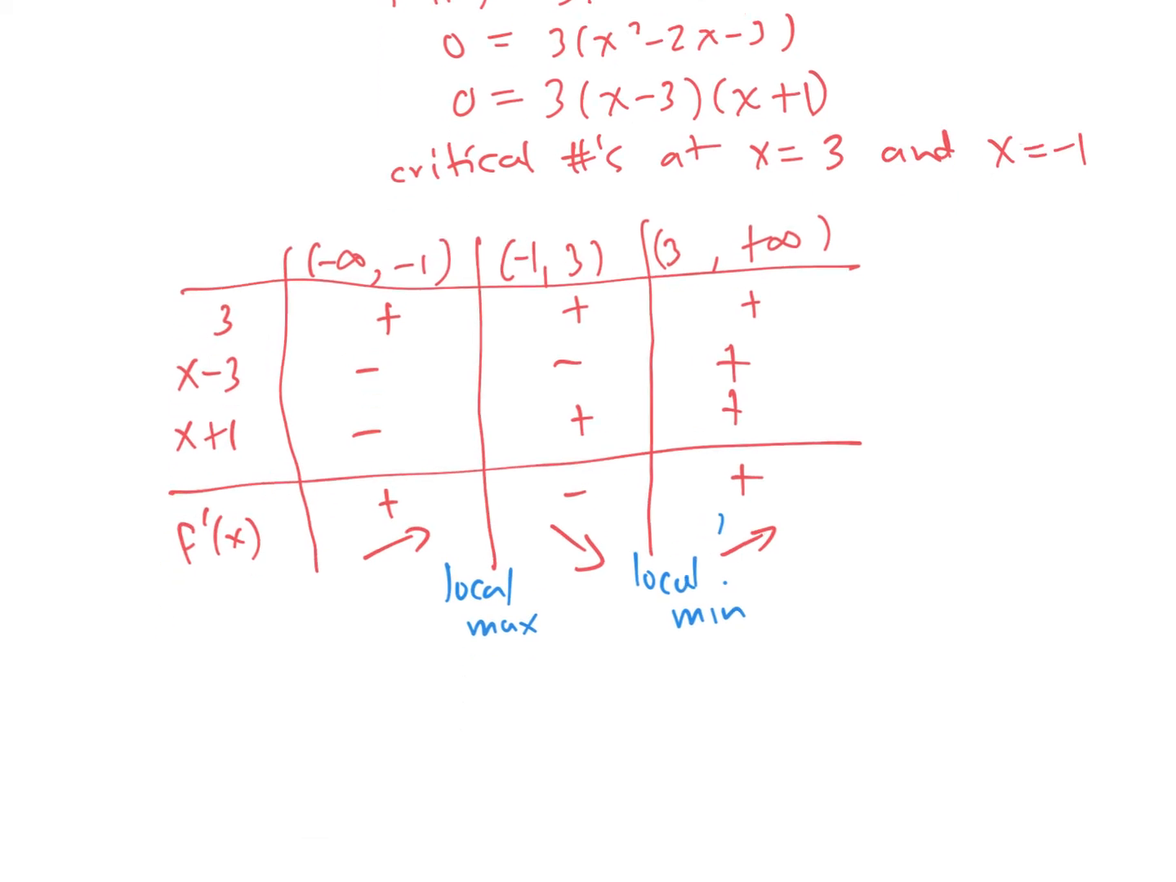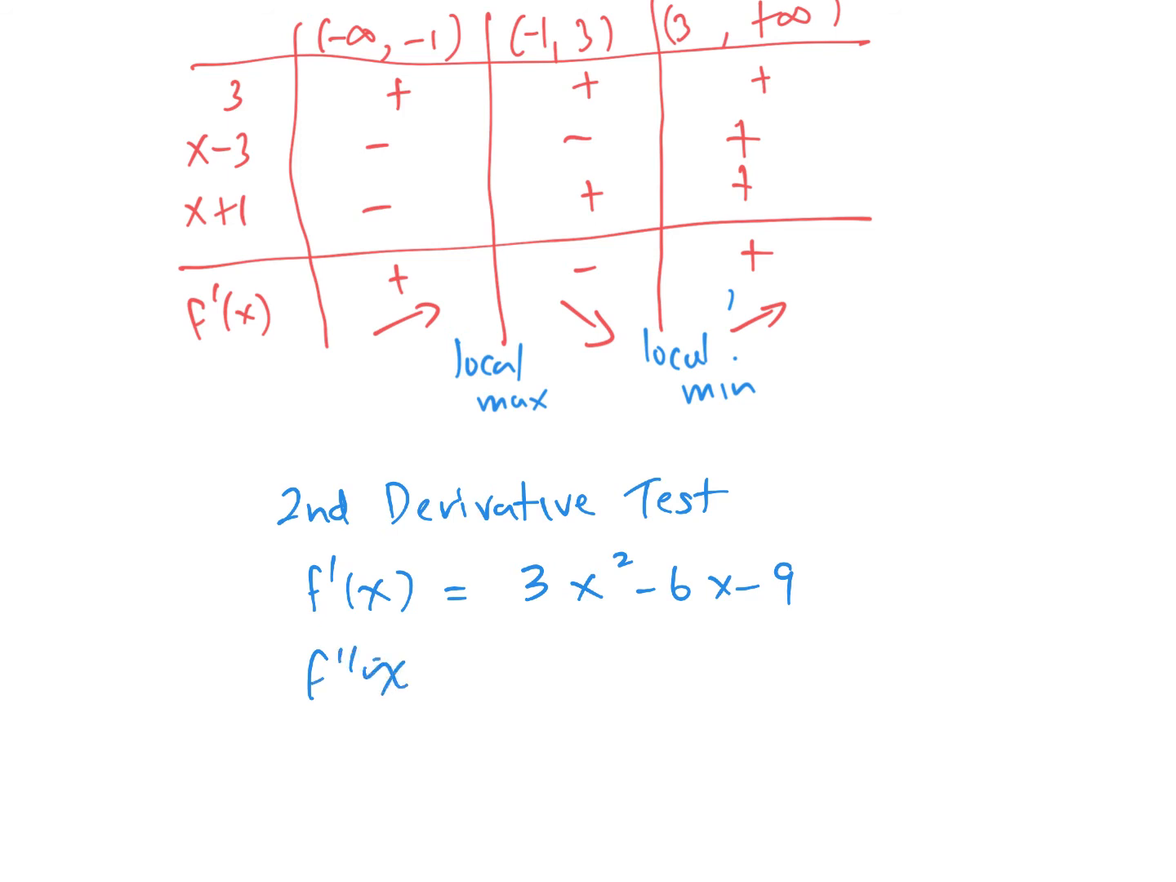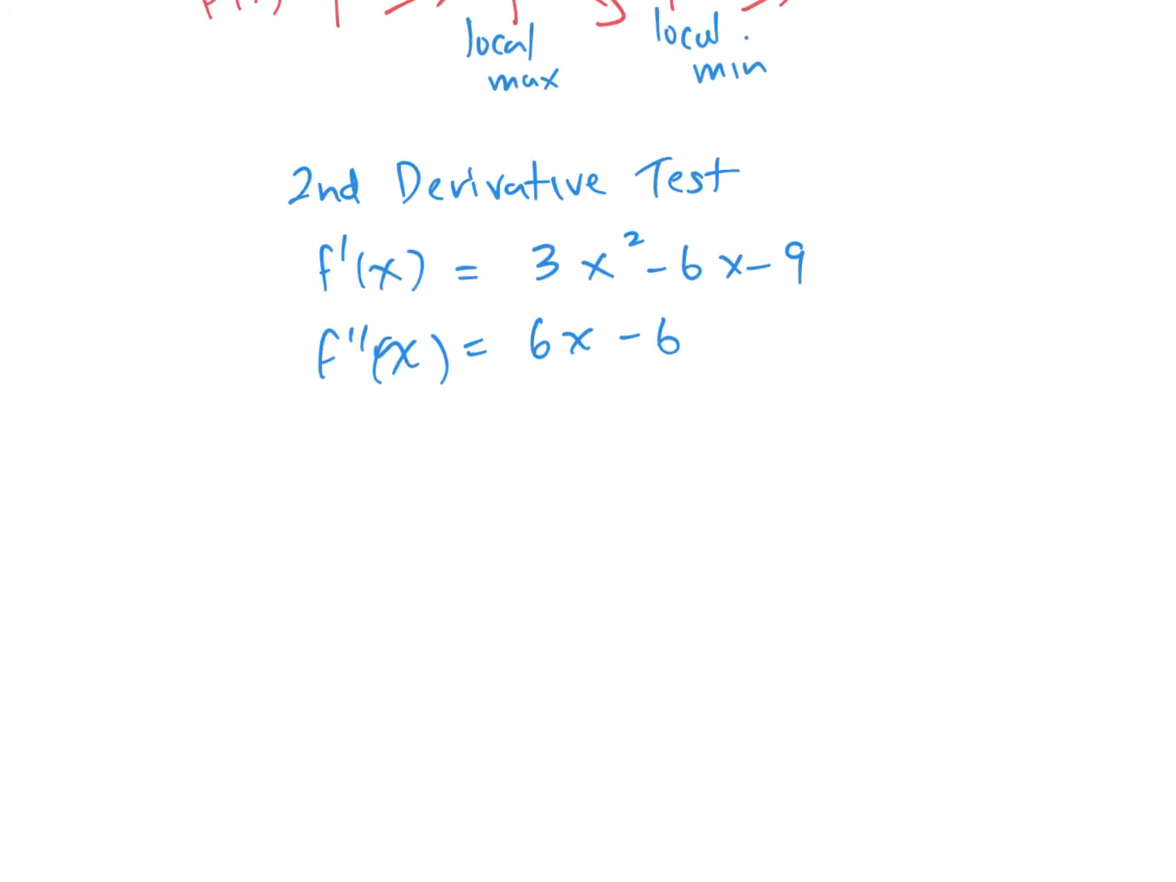Another way to do it is with our second derivative. So we can do a second derivative test. The first thing we do is find the second derivative. The first derivative was 3x squared minus 6x minus 9, and so the second derivative is 6x minus 6. And what we want to do is take those critical points and substitute them into the second derivative.